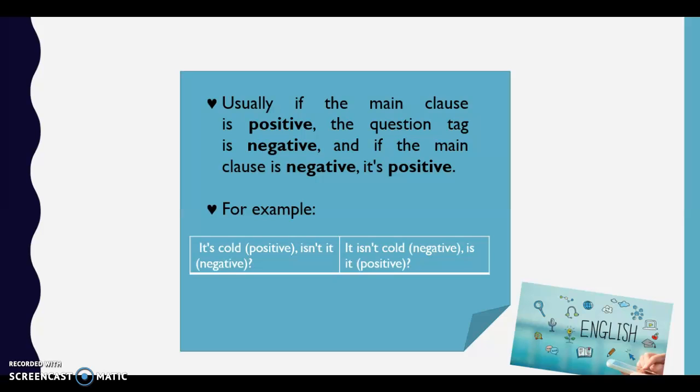Usually, if the main clause is positive, the question tag is negative, and if the main clause is negative, it's positive. For example, "it's cool" is positive, "isn't it" is the negative tag question. On the other hand, we can see another sentence. "It isn't cold" is negative. Is the tag positive? Okay?